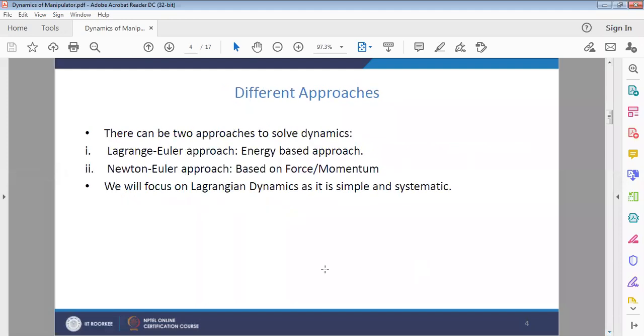Next, there are two approaches. One is the Lagrangian-Euler approach, which is purely based on the energy of the system. The second approach is the Newton-Euler approach, which is based on force and momentum exerted on the manipulator or system. In our syllabus we have only Lagrangian dynamics, because Lagrangian dynamics is a simple and systematic method, so that's why we learn this approach for applying the dynamics of manipulator.